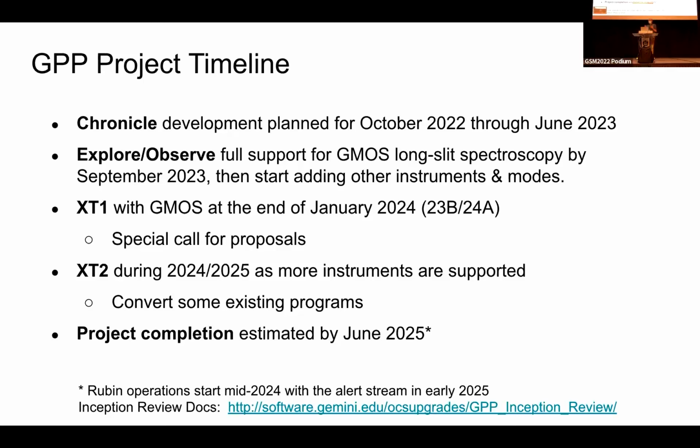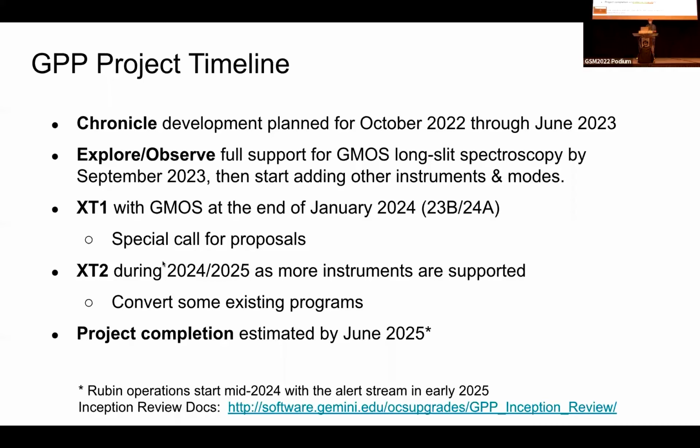So we have this early science test phase, which we call XT1, and we plan a special call for proposals for GMOS imaging and long slit about October next year, for observing in January 2024. So we'll have a special call for a certain number of nights. We'll use Explore and Observe just on those nights to execute those programs, put it through its paces, end-to-end test, and then continue with the development of the other modes and refining the features.